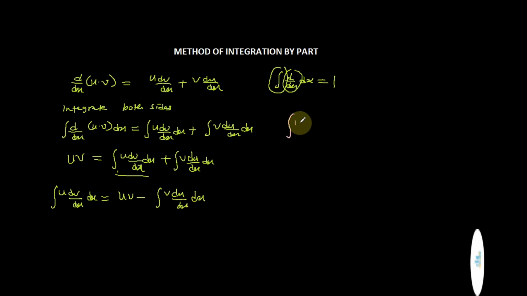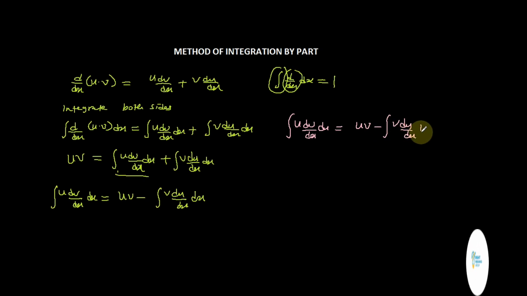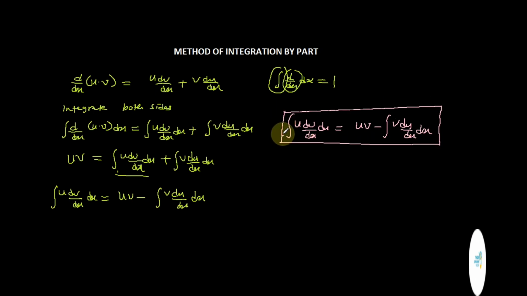The integral of u dv/dx dx equals uv minus the integral of v du/dx dx, and this is our formula for integration by parts. So in our subsequent videos, we are going to be looking at examples on integration by parts.